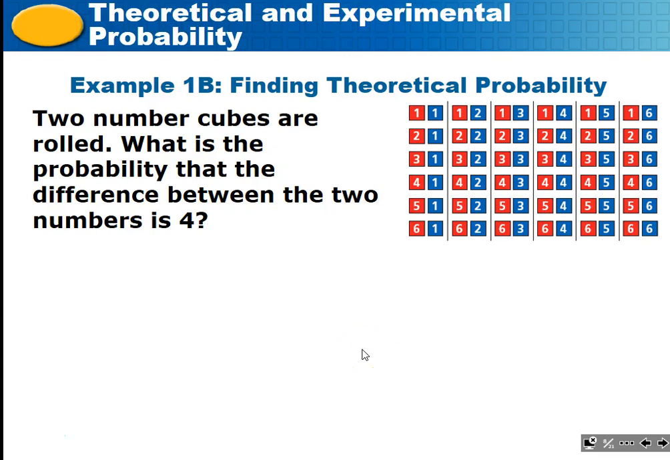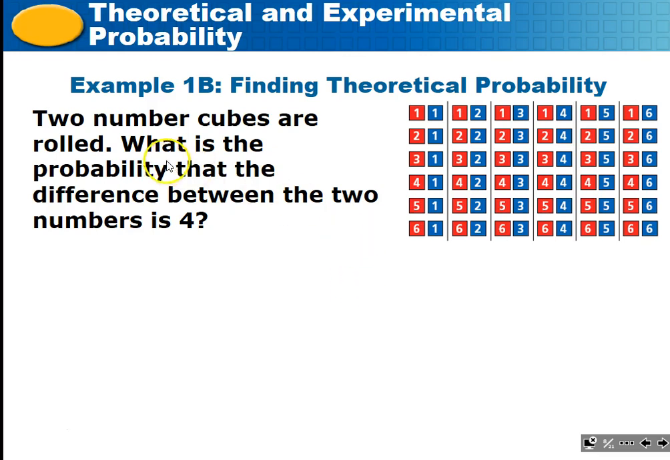Here now, it says finding the theoretical probability. We have 2 number cubes, and they're rolled. What is the probability that the difference between the 2 numbers is 4? I want you to notice that we have all 1s on the right here, all 2s, all 3s, all 4s, all 5s, all 6s, and then the other cube changes numbers here. So we have a total of 36 outcomes. We have 6 columns and 6 rows. 6 times 6 is 36. Anytime we roll 2 cubes or dice, we're going to have 36 maximum outcomes.